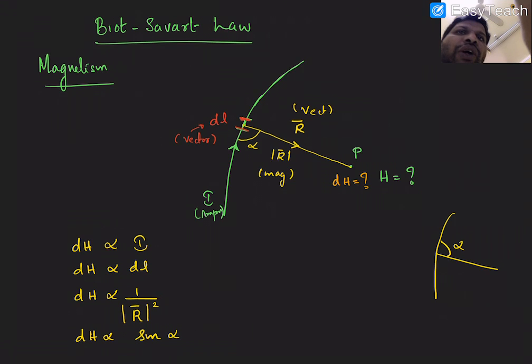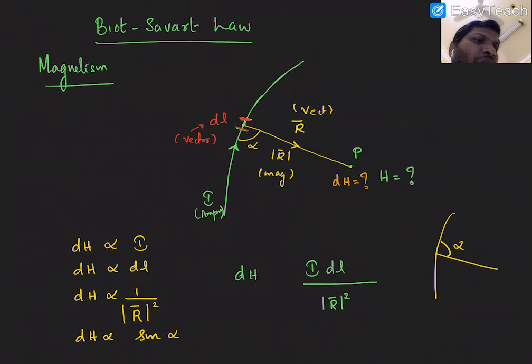So what we will be getting here is dH is proportional to I, then dl, then it is inversely proportional to the distance magnitude, that means r squared. We can introduce the proportionality constant as 1 by 4 pi, and there is one more thing, dH is also proportional to sine alpha.